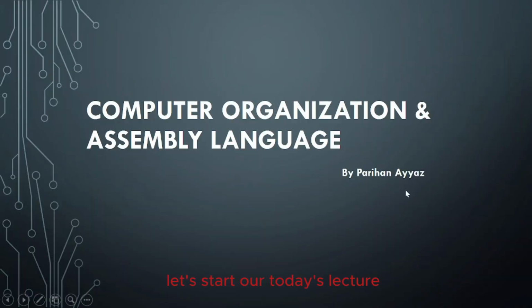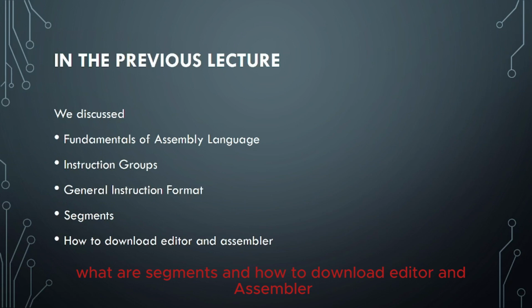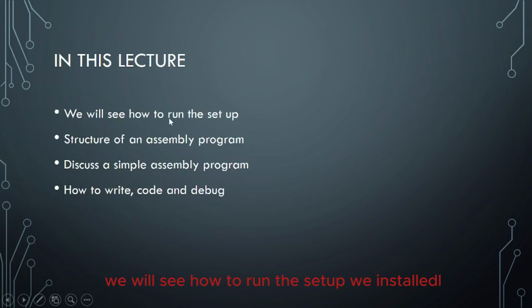Let's start our today's lecture. In the previous lecture, we discussed the fundamentals of assembly language, what are instruction groups, what is general instruction format, what are segments, and how to download editor and assembler. In this lecture, we will see how to run the setup we installed in the previous lecture. What is the structure of an assembly program? We will discuss a simple assembly program and we'll see how to write code and debug.